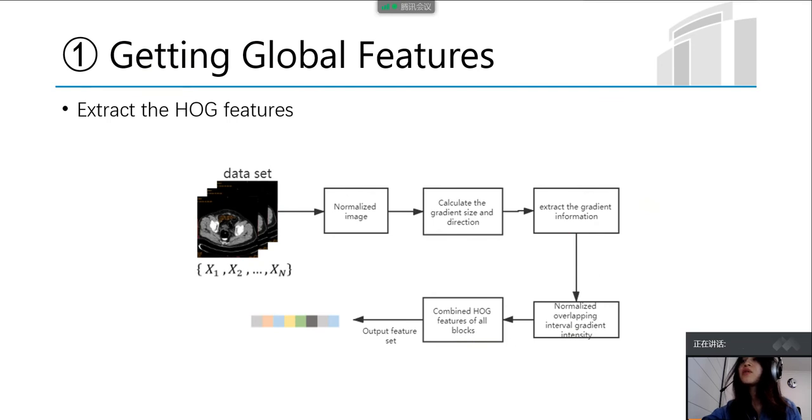When getting global features, we extract the HOG features first. Its basic idea uses the gradient information to reflect the edge information of the image target and turns the appearance and shape of the image into characterization data by the size of the local gradient.